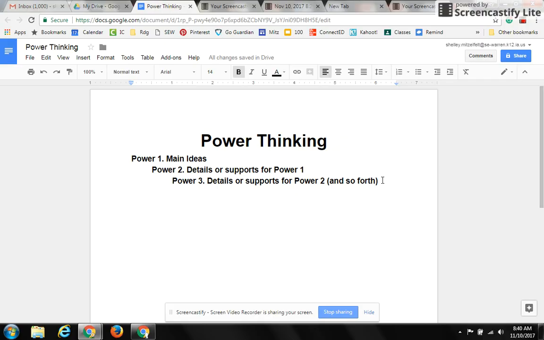So, for example, let's talk about power one and our main idea. Let's make it animals. So then we have a power two. What kind of an animal? How about a dog? And so a power three would be even more specific. Let's say collie. Maybe we have another one. German Shepherd.